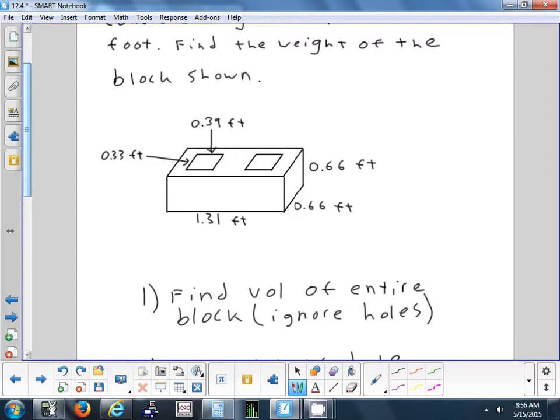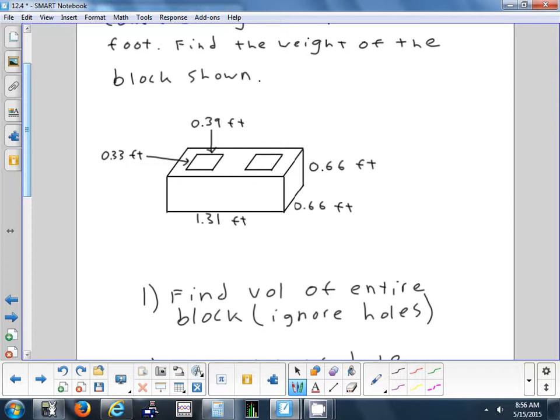Okay, now to find the area of the base, it's in the shape of a rectangle. What's the length of the base? 1.31 feet. And Denver, what about the width of my base? 0.66. Yep, 0.66. Okay, so my length, 1.31, width, 0.66. What do we do with those two numbers to find the area of the base?